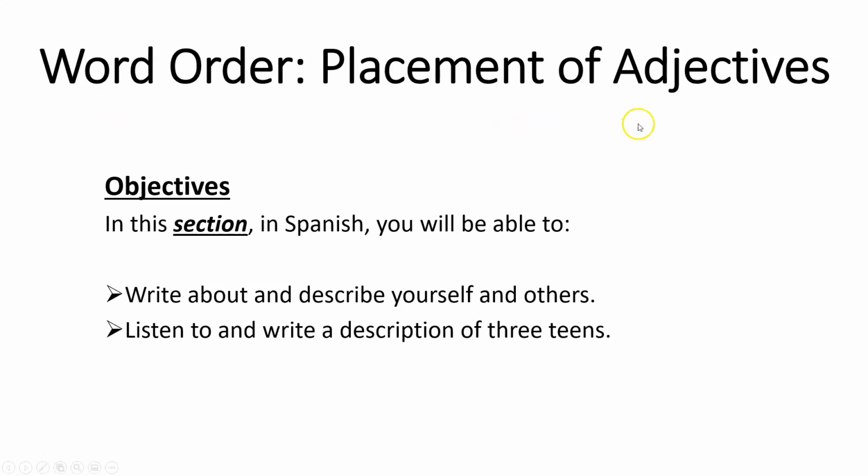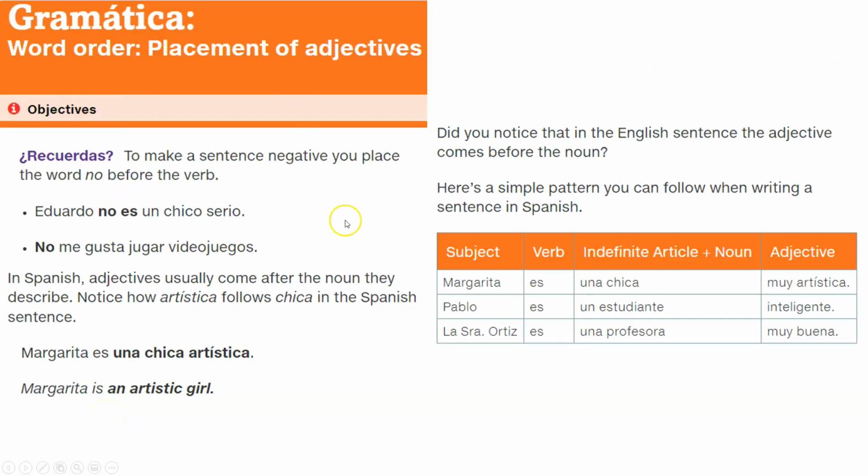Word order, placement of adjectives, where you place the description words. In this section in Spanish, you'll be able to write about and describe yourself and others, and listen to and write a description of 3 teens. So, pause the video, write this down, and then we're going to go through it together.